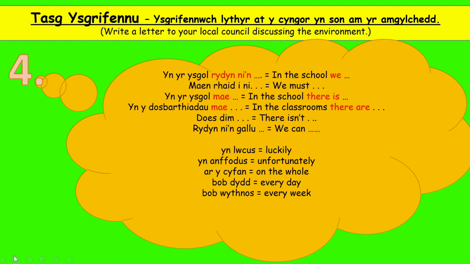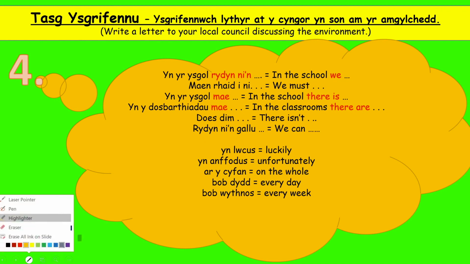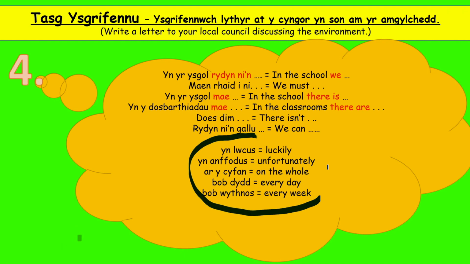And obviously then we've included some additional vocabulary here for you. As I'm highlighting orange on orange, I don't think that is going to work. So let me try a different colour. There we go, these. Yn lwcus, yn anffodus, ar y cyfan, bob dydd, bob wythnos. Try having a hit on all of those now, and you'll be surprised you will reach that 150 word count quite easily.